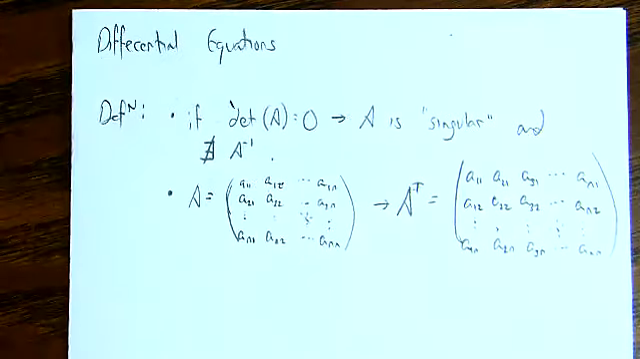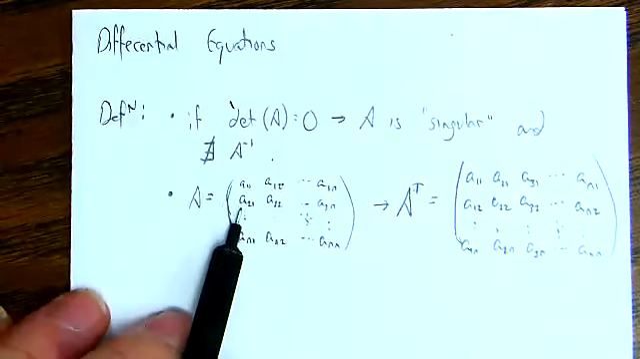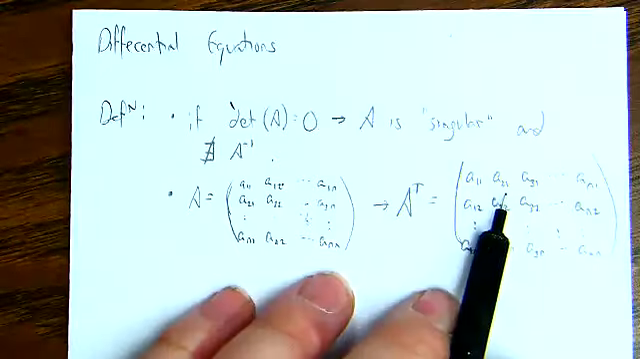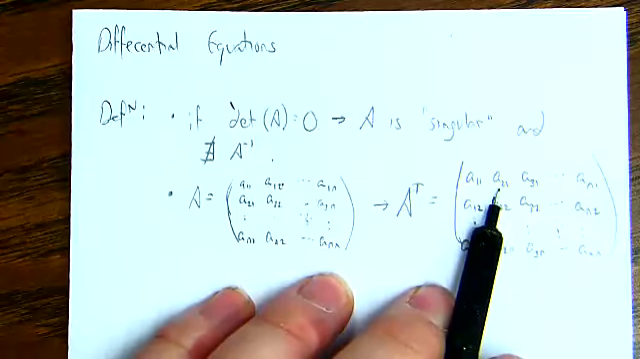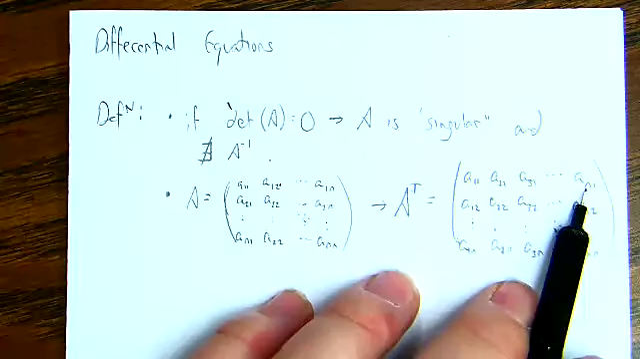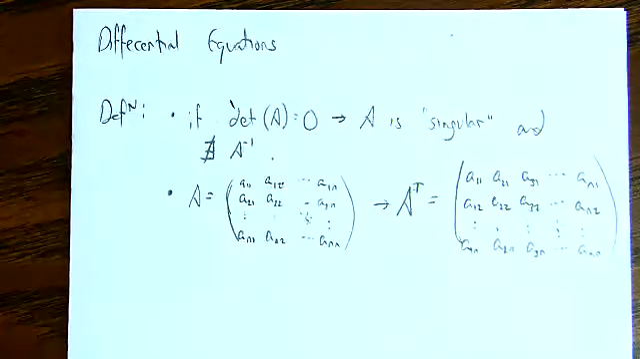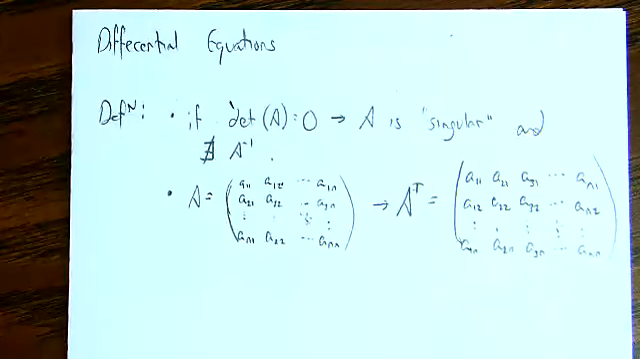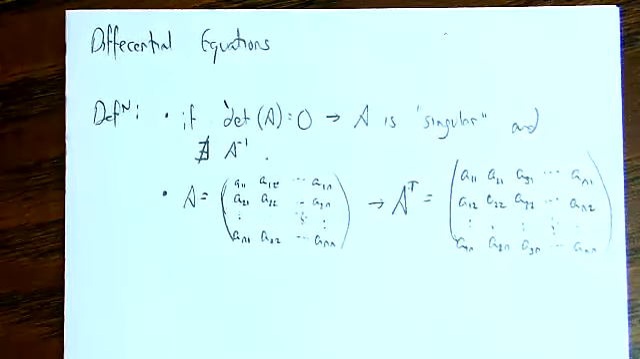What this means is we just flip it across that diagonal. What was on row 2, column 1 gets moved to row 1, column 2. What was on row n, column 1 gets moved to row 1, column n. We just flip it along the diagonal. Notably, taking the transpose of a matrix doesn't affect the diagonal entries.